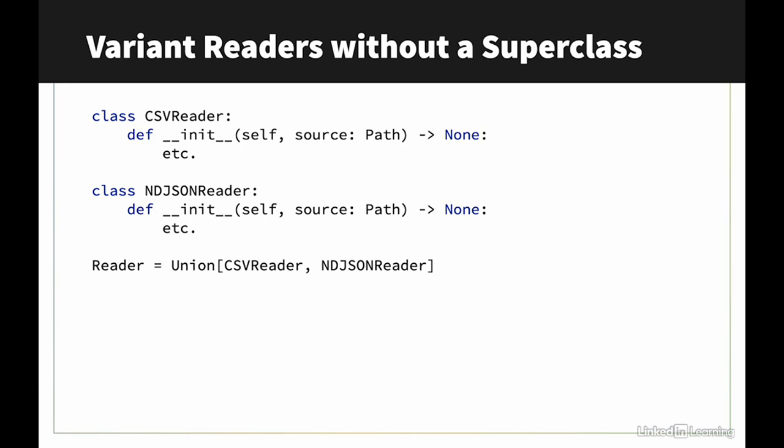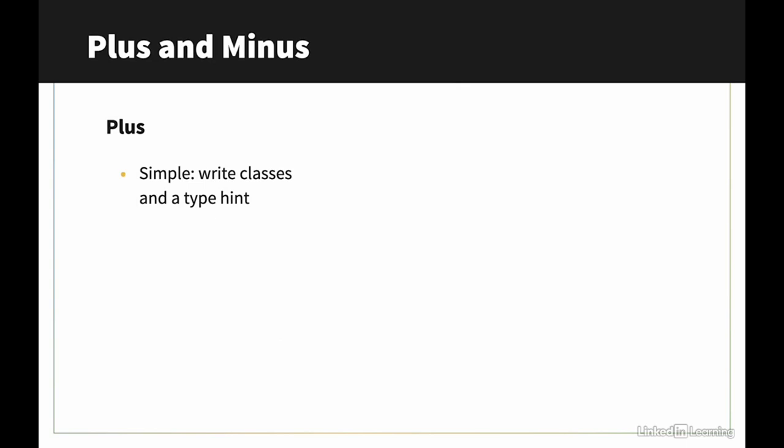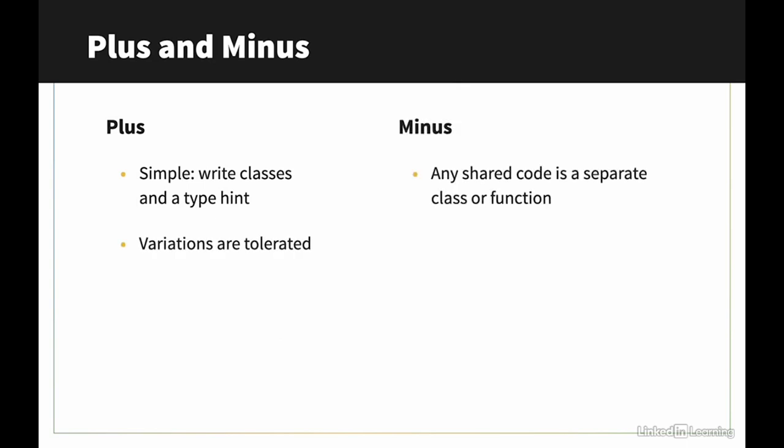A collaborating class can use the reader type, and tools like MyPy will confirm that either of the two implementations fulfill the requirements of the reader interface. What's important about using a type union is that it does not leverage inheritance. There's no code sharing among the classes. Done poorly, this can lead to copy-paste programming.